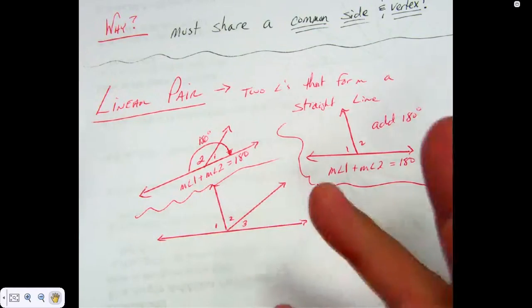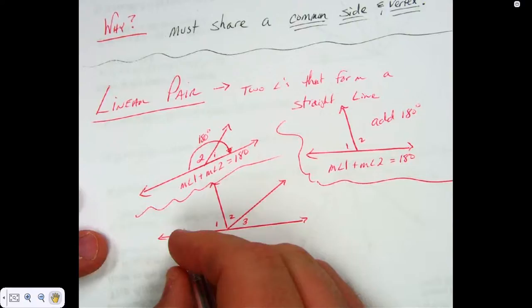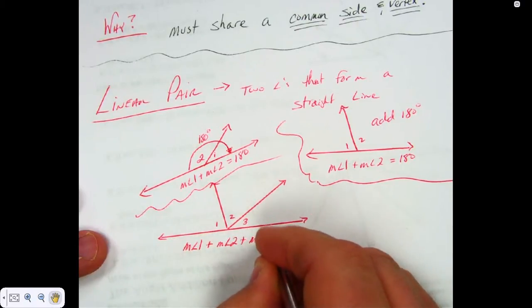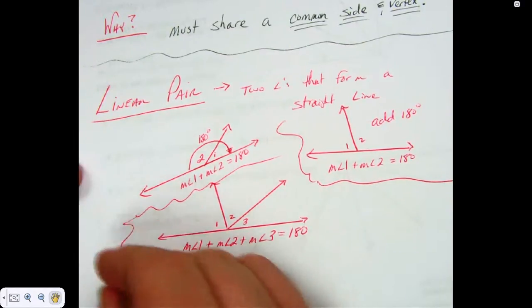Because it makes more sense. It's the measure of it. It's not the angle. It's how big it is. So here, the measure of angle 1 plus what? Measure of angle 2 plus what? Measure of angle 3 equals 180. You're exactly right.